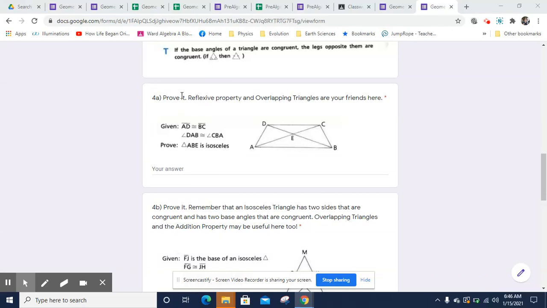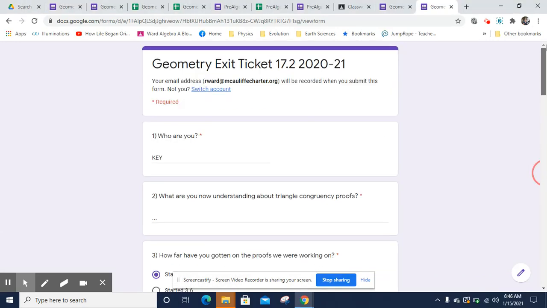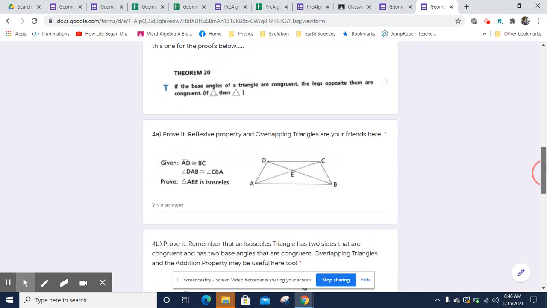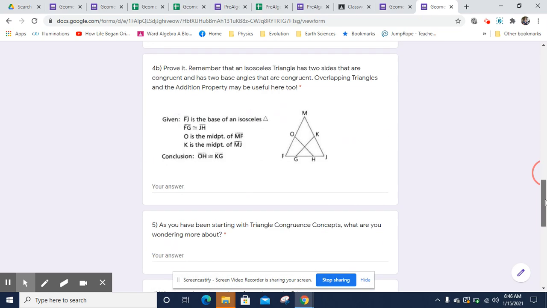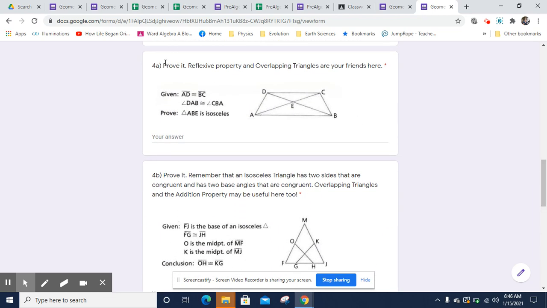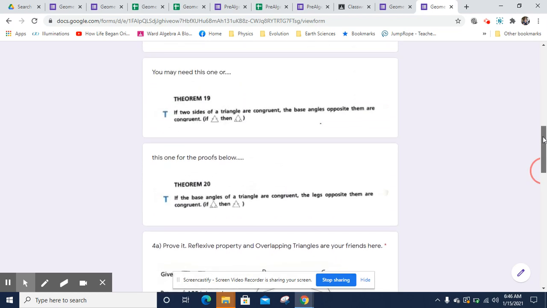I'm going to do a quick video key for exit ticket 17.2 for Friday in geometry. So here we have a couple of proofs aside from the other questions. So prove this. We're trying to prove ABE is isosceles. And I've indicated the reflexive property and overlapping triangles are your friend here. And you'll possibly need these theorems here.